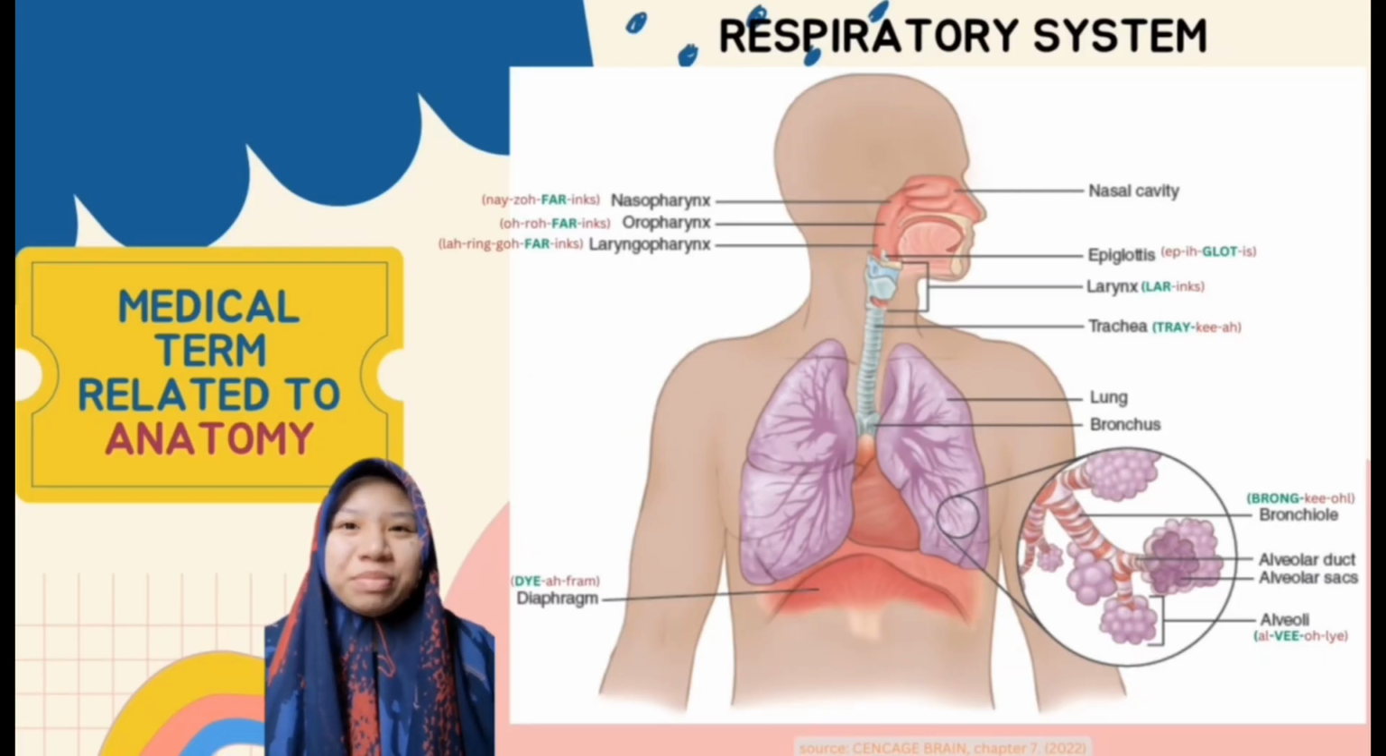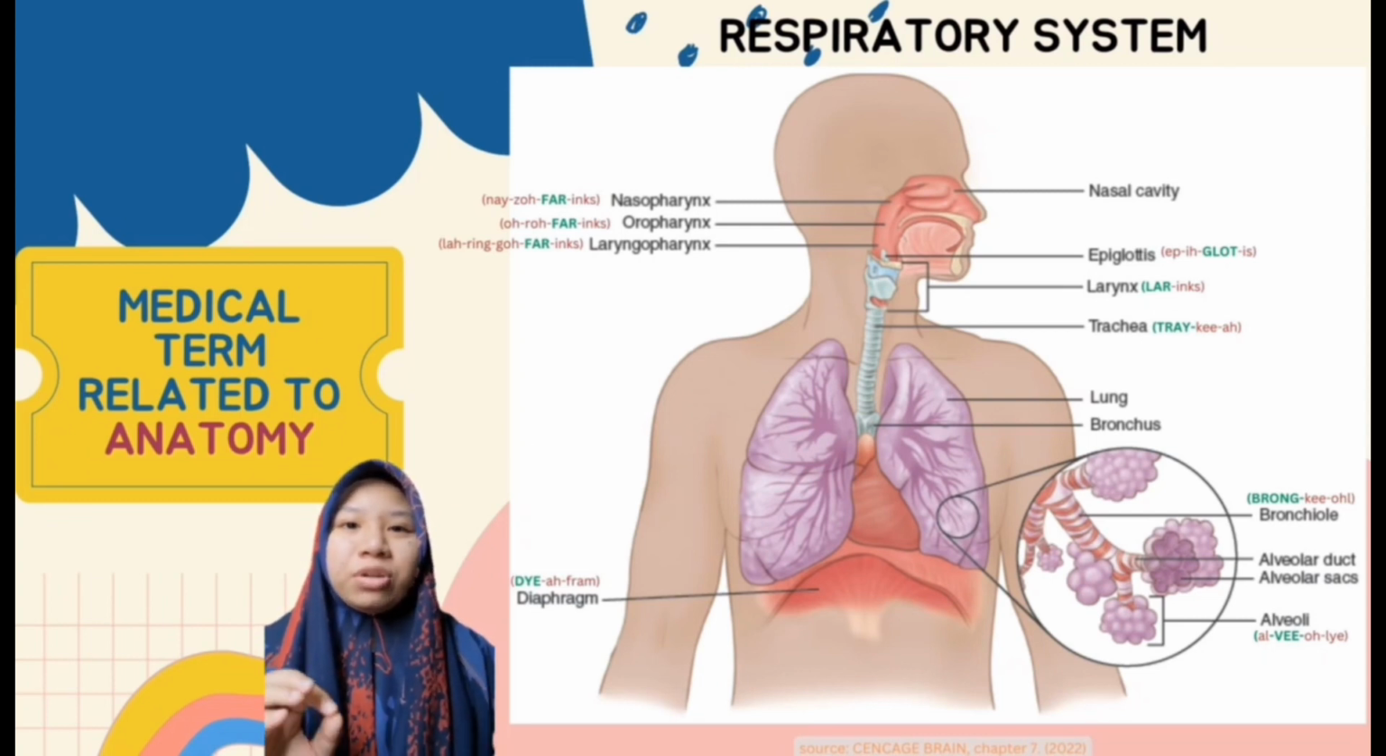Greetings to everyone again. My name is Nazatun Noha binti Haidi. I will explain to you the medical terms related to anatomy, diseases and procedures. First and foremost is the medical terms related to anatomy. The respiratory system consists of the nasal cavity, then the pharynx, also known as the throat, which is divided into three parts: nasopharynx, oropharynx and laryngopharynx.